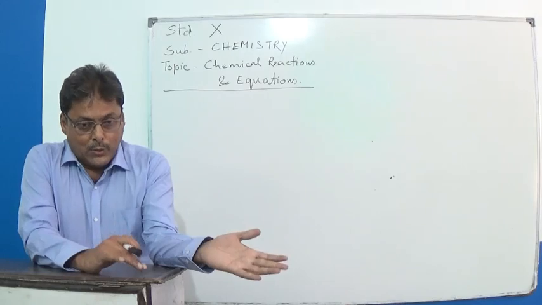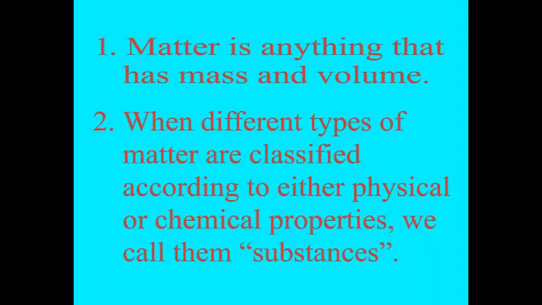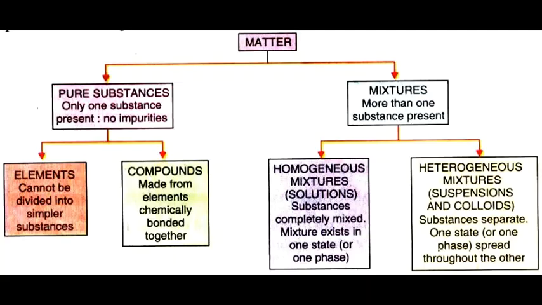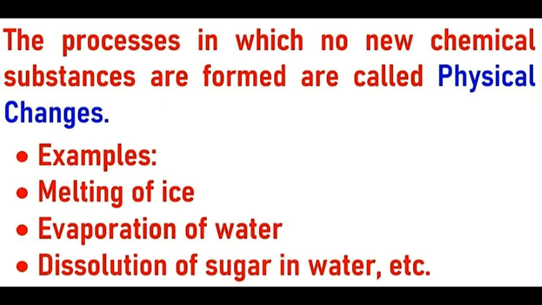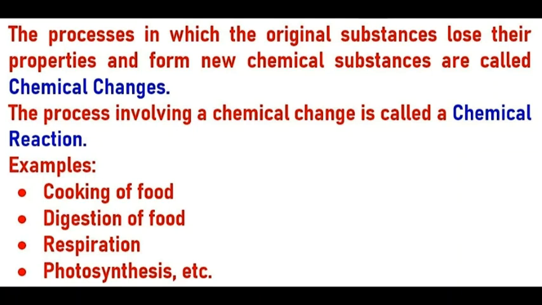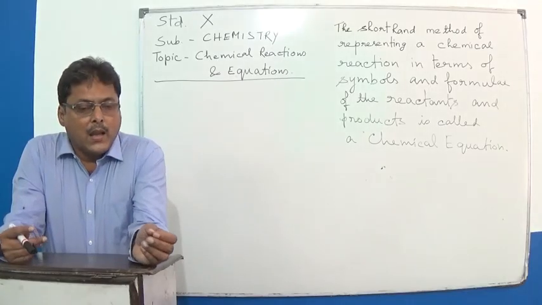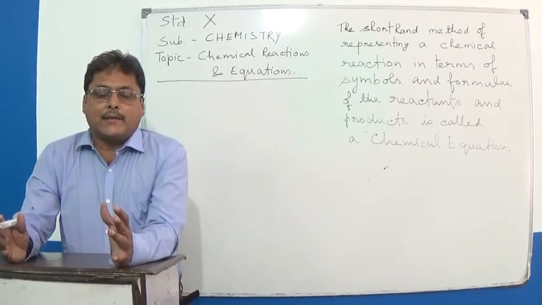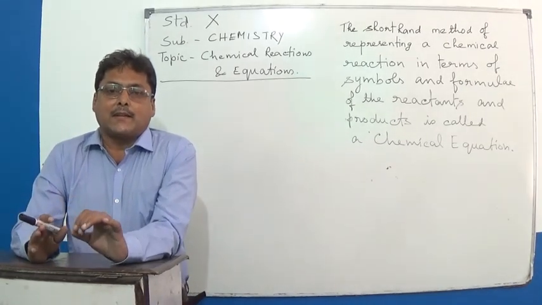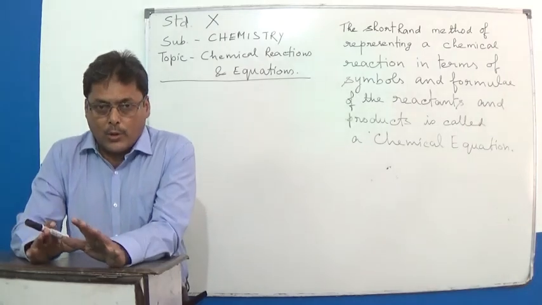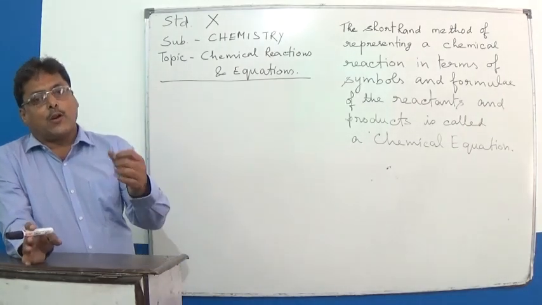Please look at the slides once more, then we will come to the next part. Look. So, in a chemical change, the substances that take part, that react with each other, are called reactants, and the new substances produced are called products.